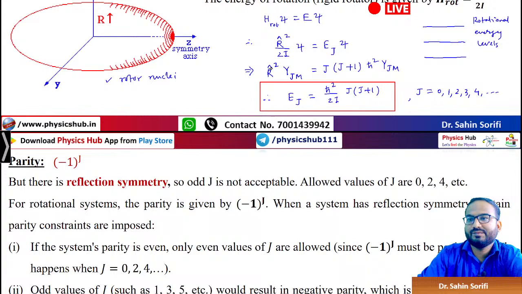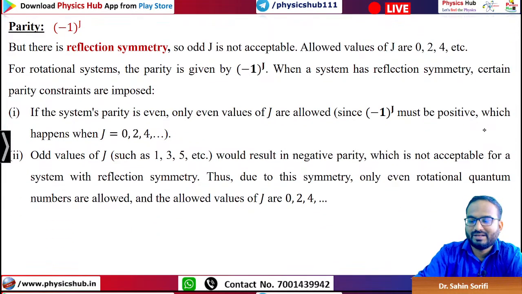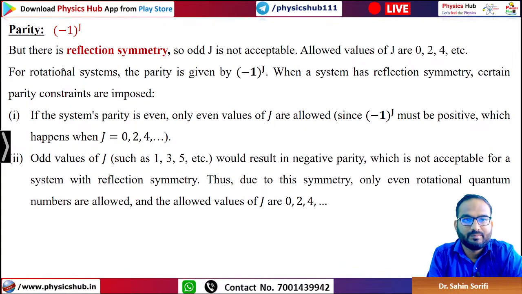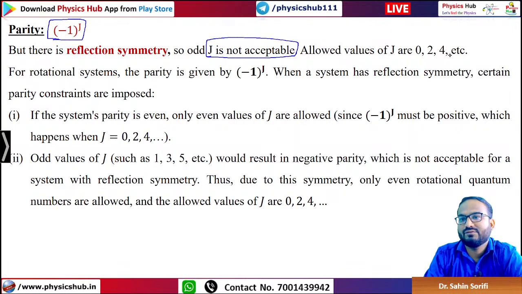Now you can see, as I told you, from this calculation we are getting j equals 0, 1, 2, 3, 4. Now all the j values are not allowed for rotor nuclei. You see, parity needs to be taken into consideration. Parity is equal to (-1)^j. J is the spin, but there is a reflection symmetry, so odd j is not acceptable. Odd j is not acceptable because of the reflection symmetry. Allowed values of j are 0, 2, 4, etc.